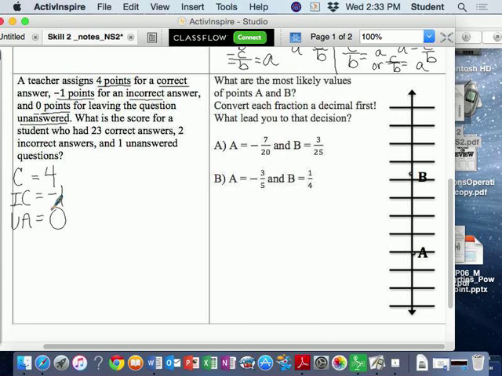So, if you get 4 points for each correct answer, and you got 23 correct answers, that would give you 23 times our 4 available points, which would equal 92.